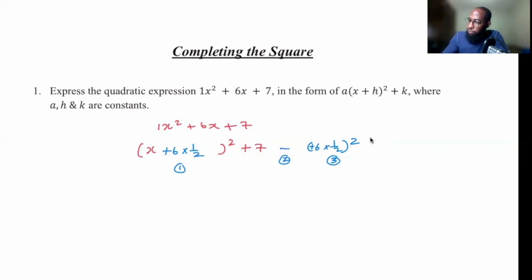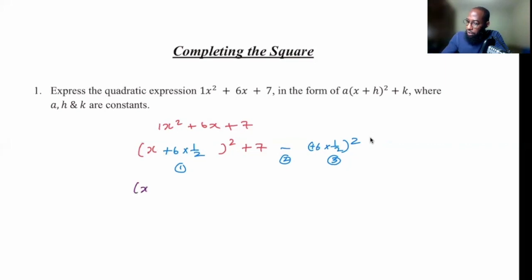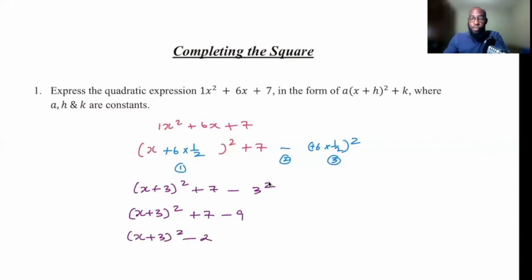So we're going to continue with this. We're going to say x plus 3 squared plus 7 minus 3 squared. All right, so 6 times a half is 3. So we're writing back everything: 6 times a half is 3, plus 7 minus 6 times a half is 3. Remember, it's to the power 2, so 3 squared. Now we continue and we have x plus 3 squared plus 7 minus 9. 3 squared is 9. So our final answer is this, right? So we have x plus 3 squared minus 2.